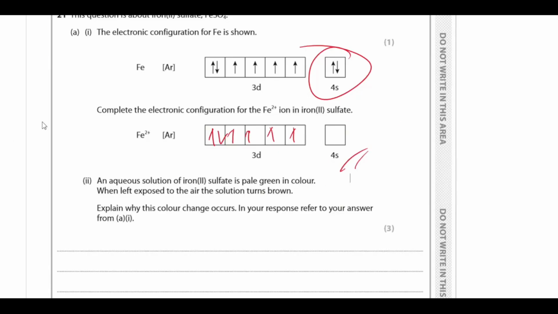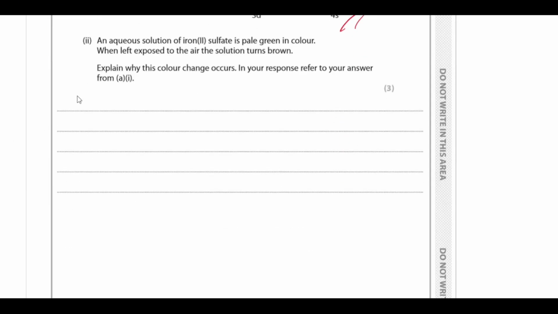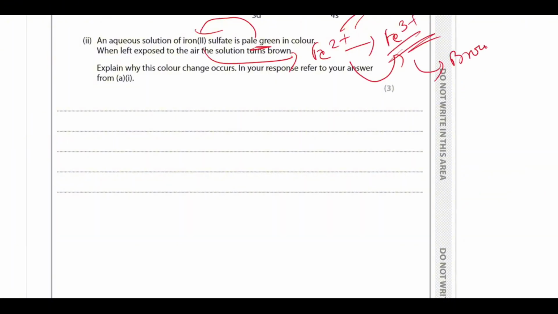Okay, moving on. An aqueous solution of iron(II) sulfate is pale green in color. This is very important: the pale green is coming from the iron(II). When it is left exposed to the air, the solution turns brown. Why does it turn brown? Because obviously the Fe2+ gets oxidized. The air tends to oxidize Fe2+ to Fe3+, because we know oxidation is loss of electrons. So it's going to lose more electrons and produce Fe3+. Now Fe3+ is a different color. It is brown. So that is why the pale green color of the solution turns brown or brownish.